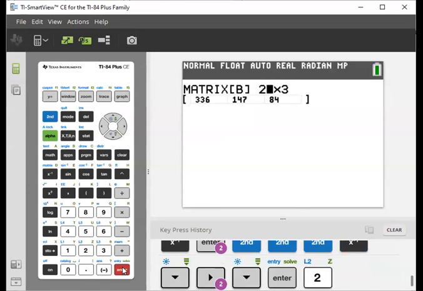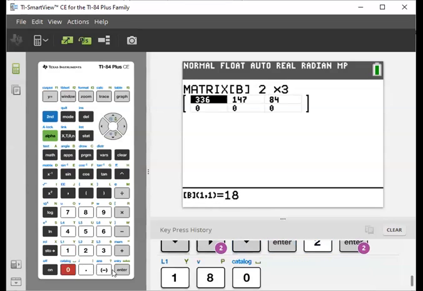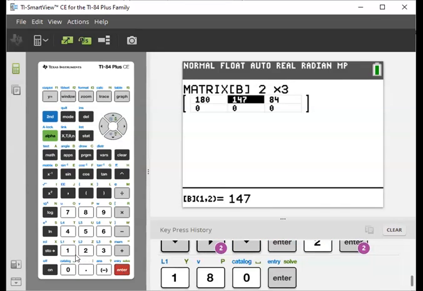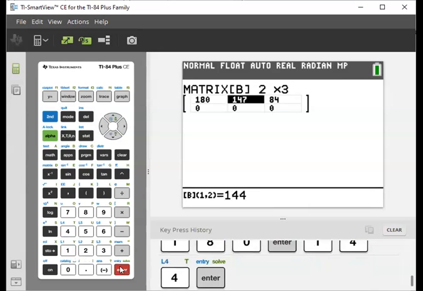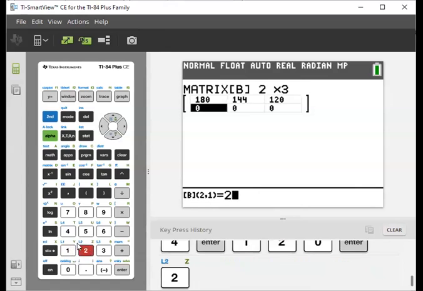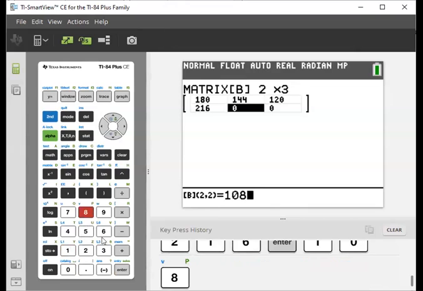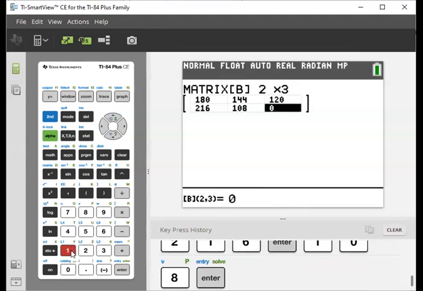And this is a 2 by 3. Now we're typing in the new numbers of, well, now we need 180, 144, 120, 216, 108, and 156.